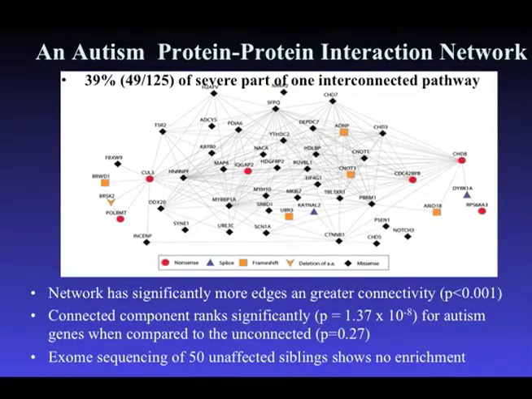If you take all of these mutations and you look at the proteins that they produce, and you ask the question, do they interact as part of a common pathway? What we were able to find is that essentially 39% of the disruptive mutations are part of one highly interconnected pathway. So this is the pathway that we see, and these are the genes that are involved.